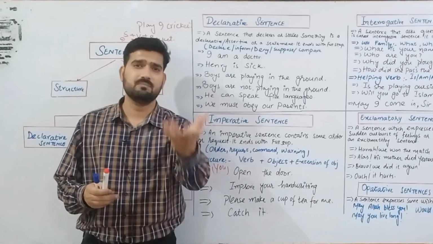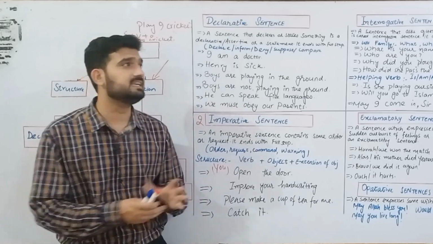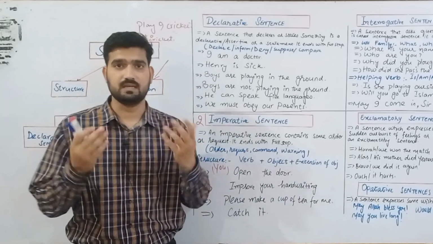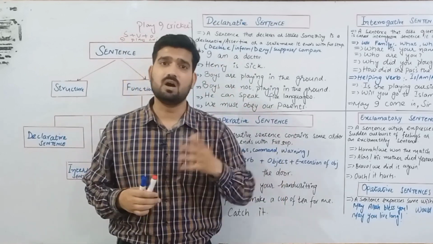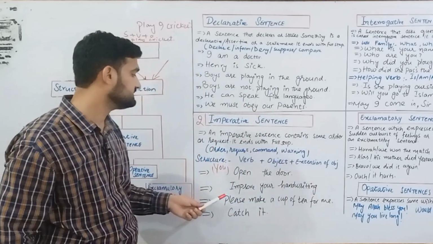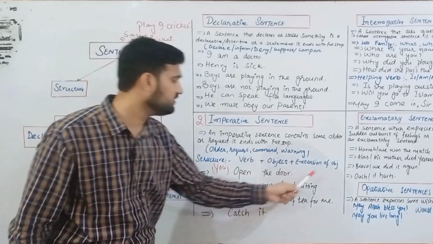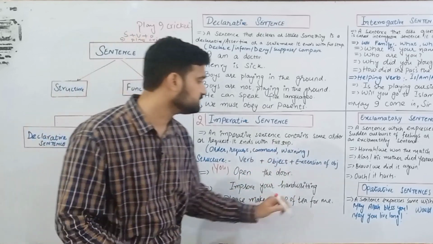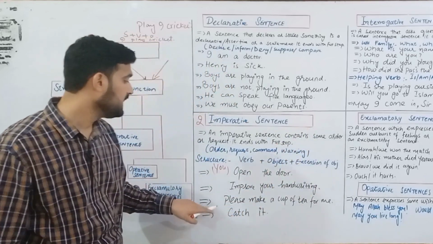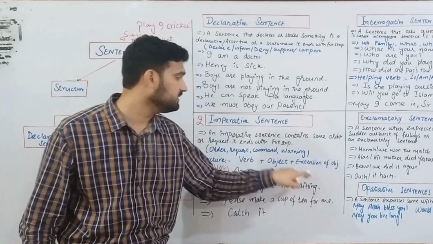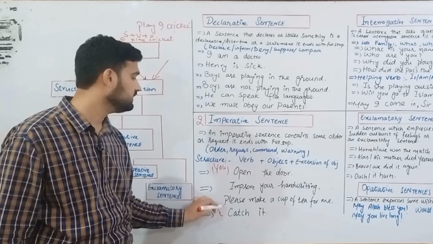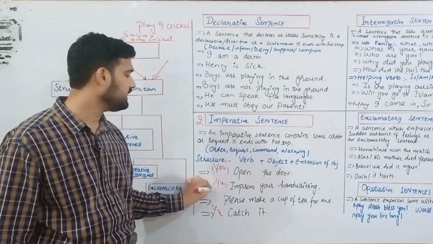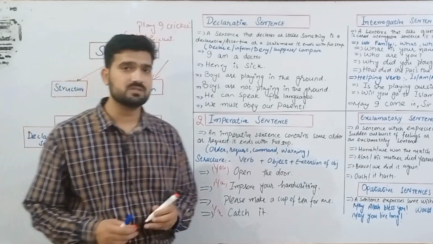For example, whenever I am watching a cricket match, somebody says catch. Does it mean just catch? It means you catch, you play. You is always understood in imperative sentences. Open the door, improve your handwriting. It also ends with a full stop. Please make a cup of tea for me. That is a request. Catch it. Here it means you catch it. You improve your handwriting. So here you is always understood.